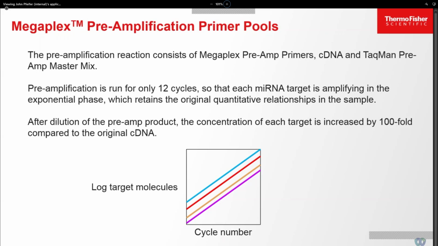So you'd have the megaplex preamp primer pool, the cDNA that you made, and TaqMan preamp master mix. So we're running only 12 cycles for preamplification. That ensures that all the microRNA targets are remaining in the exponential phase, and therefore their original quantitative relationships are being maintained. Then we dilute the preamp product. So the end result is that the concentration of each microRNA target is increased by 100-fold compared to the original cDNA. So that guarantees that even if the microRNA is very low expressed, there'll be plenty of molecules. It should reach the well that contains the assay for that target.